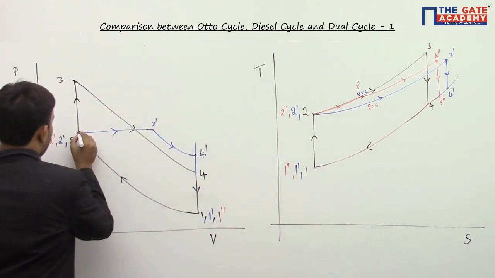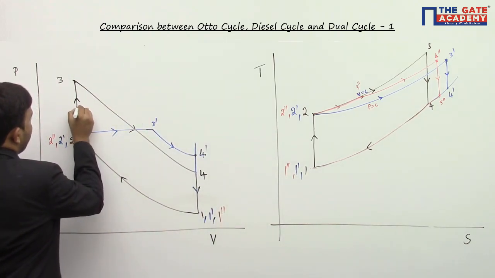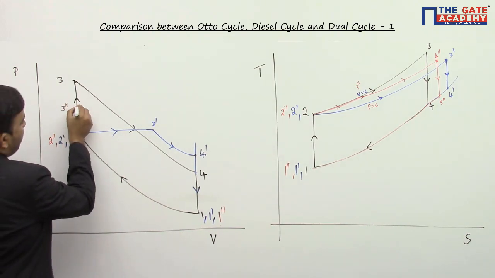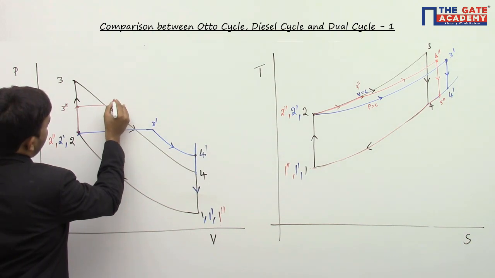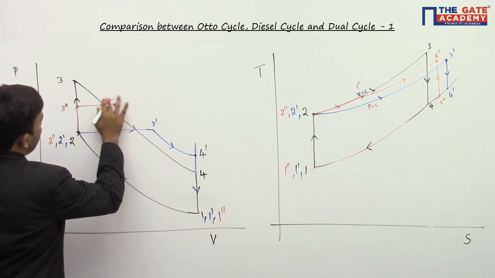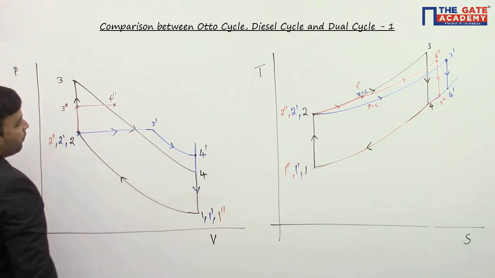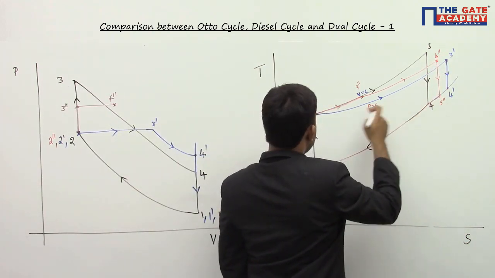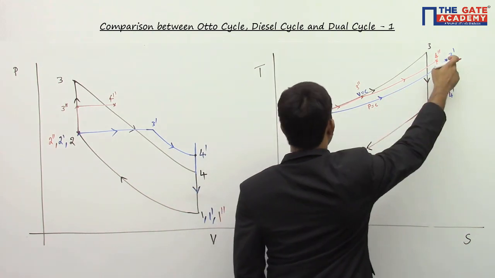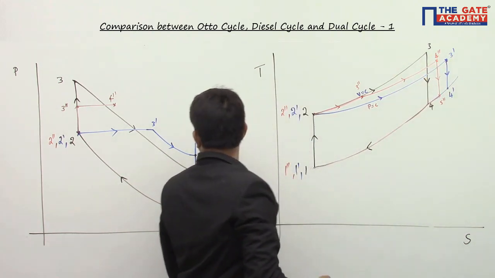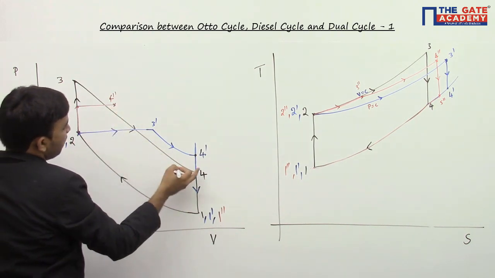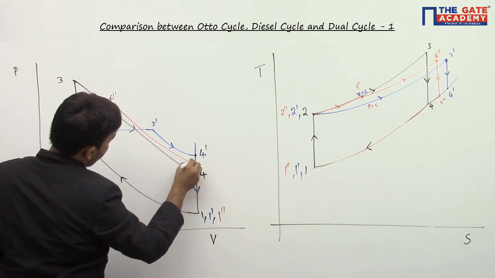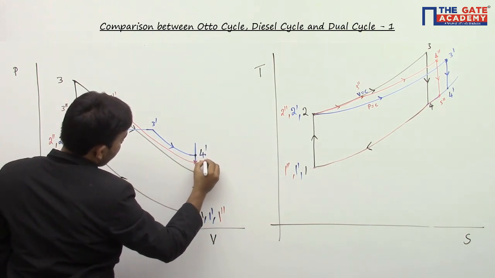So first I go for a constant volume heat addition process. This I am calling 3 double dash. After the constant volume heat addition process, I go for a constant pressure heat addition process. I am calling this 4 double dash. Now you can see this 4 double dash and 5 double dash curve is intersecting the blue color curve. The blue color curve is 2 dash, 3 dash. So this 4 double dash curve should intersect this 2 dash, 3 dash line. So it should pass, and this I am calling 5 double dash.